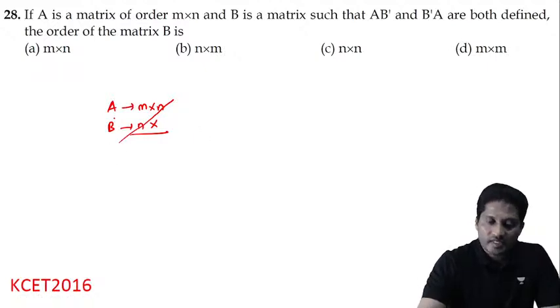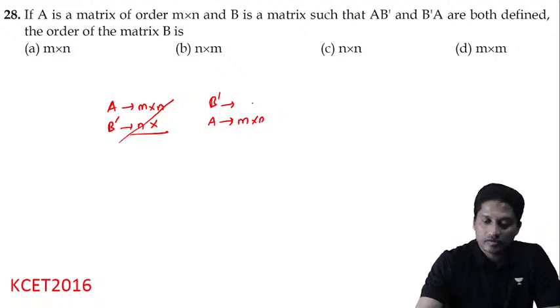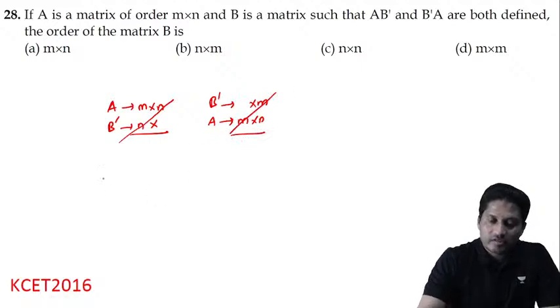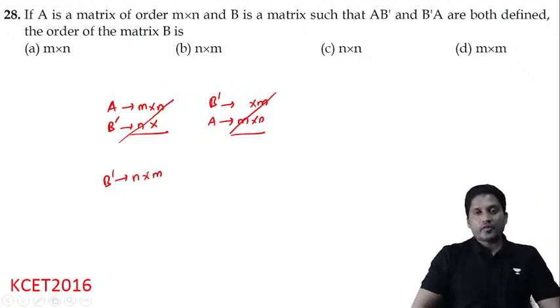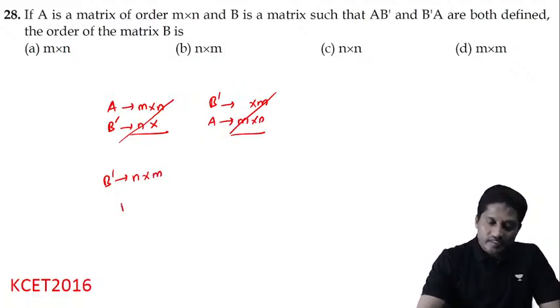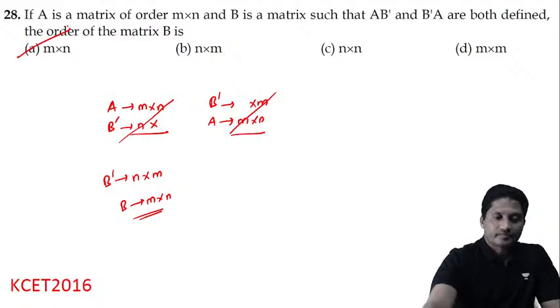Or let me take this as B'. Let's say B' exists. Here also, B' and A are both defined. A is a matrix of order m by n. B' order I don't know. This is m, this should also be m. So this means that B' is a matrix of order n by m, having n rows and m columns. Now B is a matrix of order m by n, that is m rows and n columns. M by n. Answer is option A.